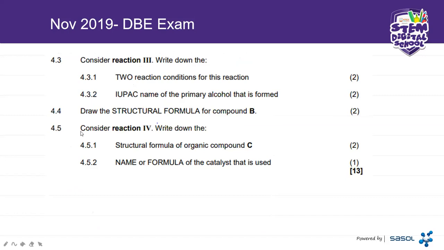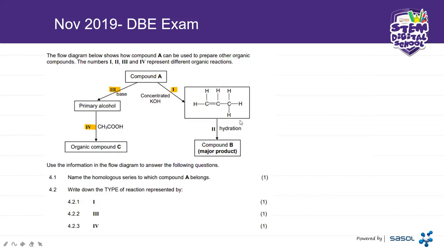And then the next part, 4.4, it says draw the structural formula for compound B. So here, remember what's happening, guys. Now we've got this double bond. This is an addition reaction. How do we know it's an addition reaction? Because here we've got an unsaturated compound. We've got many conditions that tell us that this is an addition reaction. I just want to highlight the first part that we see is an unsaturated hydrocarbon, right? Which means that it's got double bonds, and we also have a catalyst.